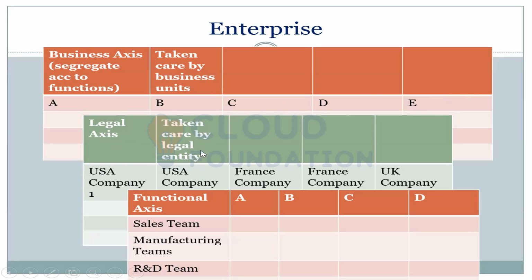Then we have the legal access taken care of by the legal entity. You have the USA company, France company, UK company. These things are taken care of by the legal entity. And functional access is what? That is the sales team, manufacturing team, R&D team. These are the functional business operations taken care of by the functional team, functional setup.